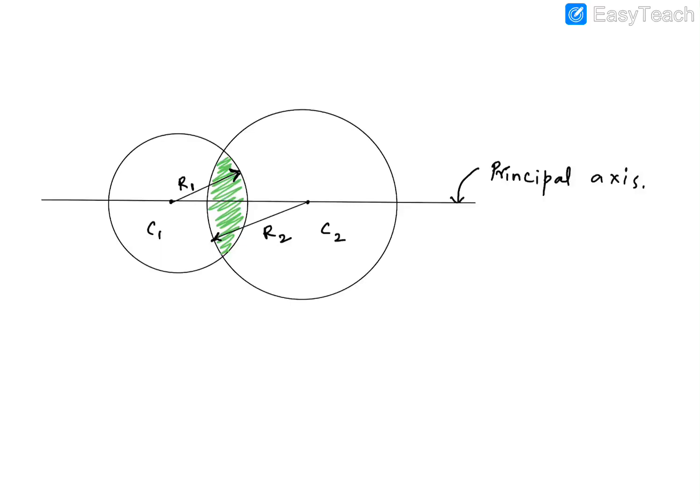Now there is also something called an equiconvex or equiconcave lens. What do you mean by an equiconvex lens? An equiconvex lens means that the radii of curvature of both the surfaces are equal, meaning they will have the same R1 and R2, or in simpler terms, R1 is equal to R2. So the figure which I have drawn, is this lens an equiconvex lens? No, because you can see both the radii are not equal.